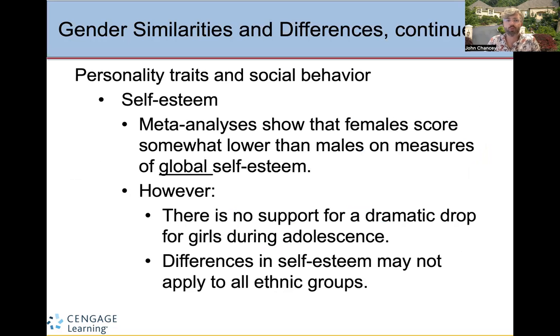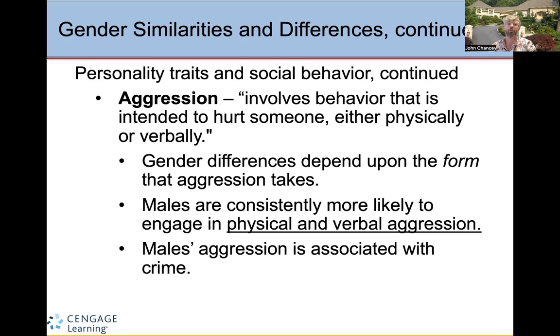Looking at personality traits and social behavior, in terms of self-esteem, meta-analyses research shows that females score somewhat lower than males on measures of overall self-esteem, but it kind of makes sense. We do live in a world that's sort of androcentric, as I mentioned earlier, so maybe that is a possible explanation. There's no support for a dramatic drop in girls' self-esteem during adolescence. And the differences in self-esteem may not necessarily apply to all ethnic groups. Maybe some ethnic groups feel it more than others or less than others. So we need to be careful. We need to flesh that result out even further.